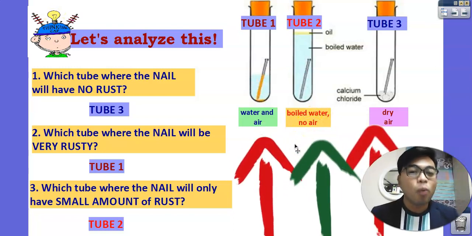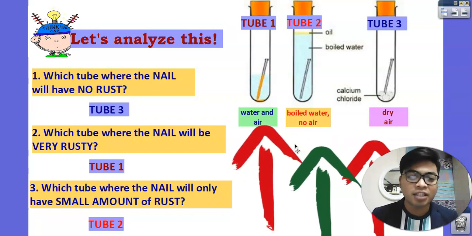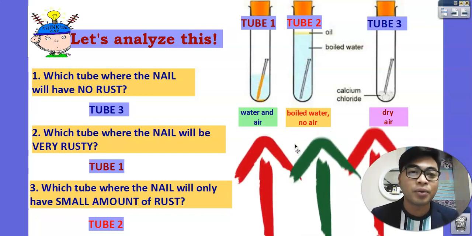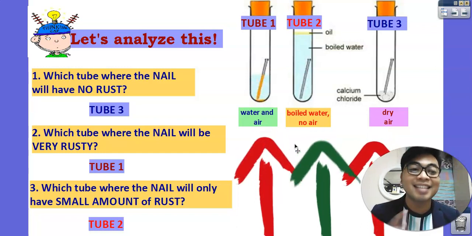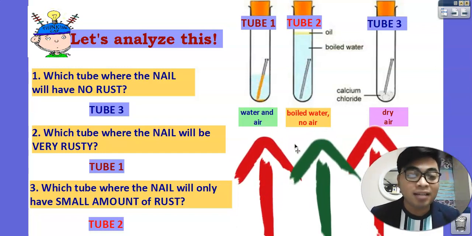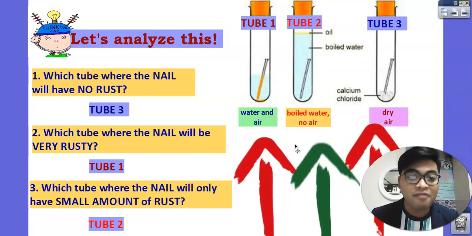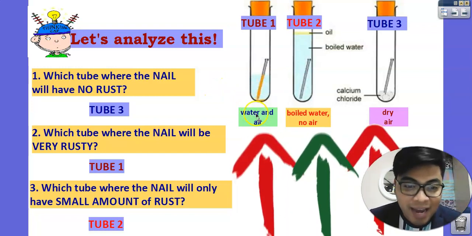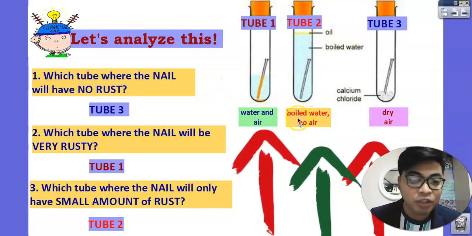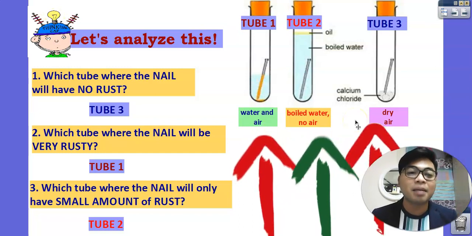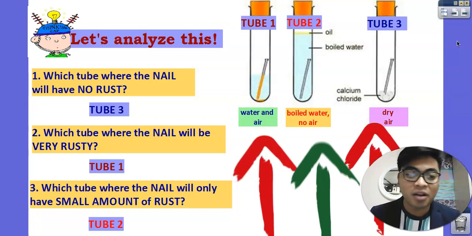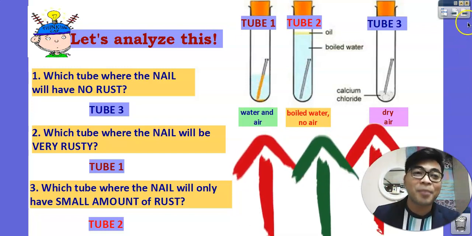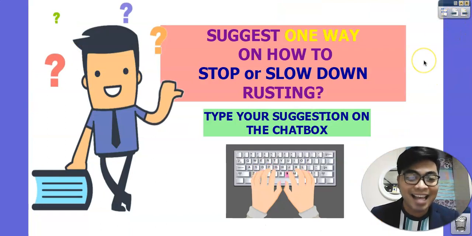So my question here is, which element or which condition is present in 1 and 2 that is why rust forms, but not in number 3? What do you think? Exactly, because of the presence of water and air, but basically more of the moist air which is present, because there's water and air here. Here there's no air, but still there's moisture present. So a lot of percentage of that comes from the moist air. So what's with the moist air that makes things go rusty or creates rust? Exactly, because of the presence of one element, and that is oxygen.